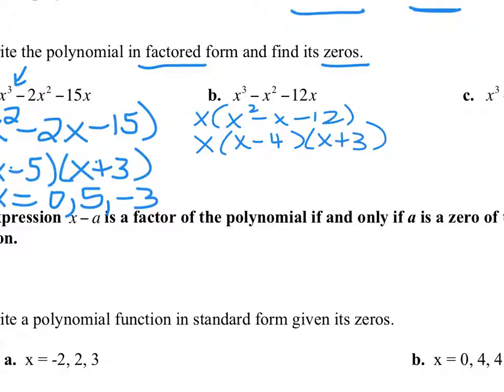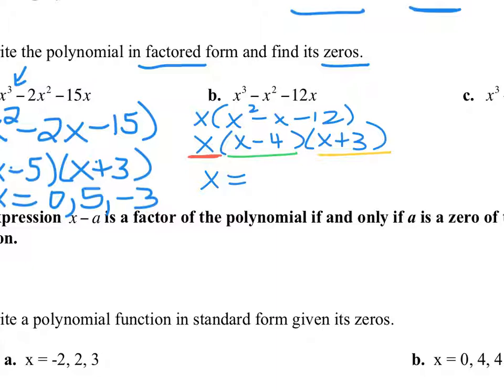Okay? And now they want us to tell what all the zeros are. So the zeros are going to come from the factors. From this factor right here. See how it has 3 factors? That's 1, this is 2, and this is 3.